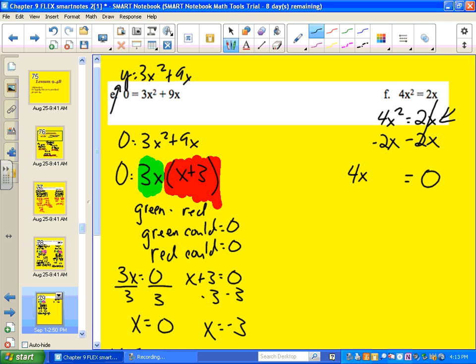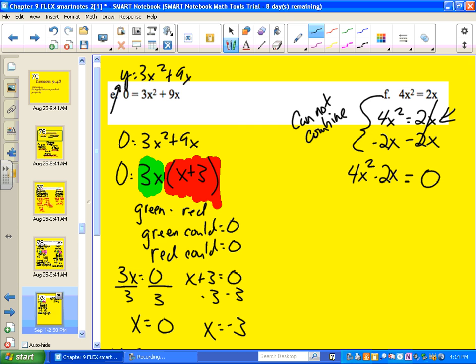So we have 4x squared minus 2x on the left-hand side. Keep in mind, you cannot combine these. Those are not like terms. That 4x squared is a double-headed cow. That 2x is a single-headed cow. They cannot be combined. So we have 4x squared minus 2x equals 0.